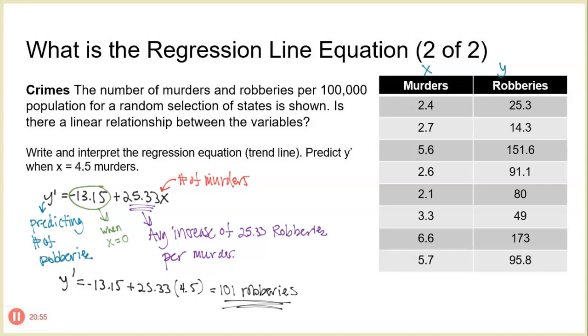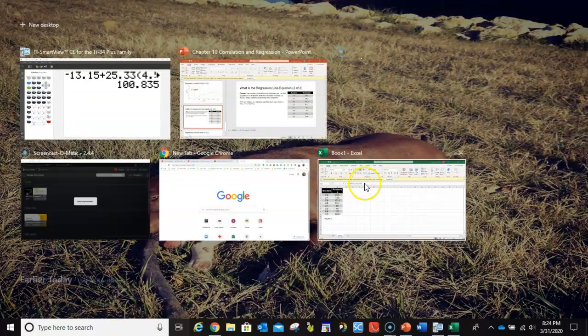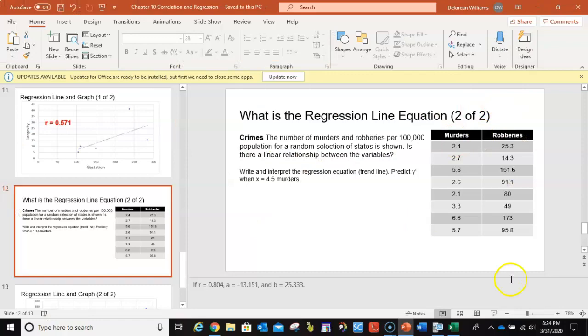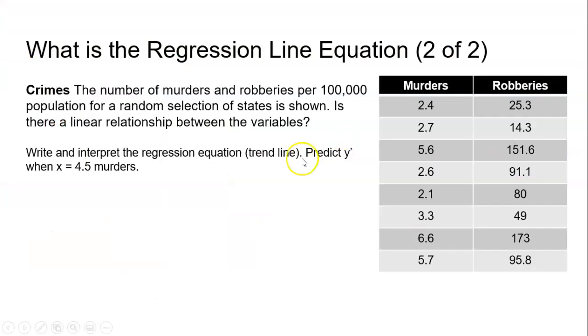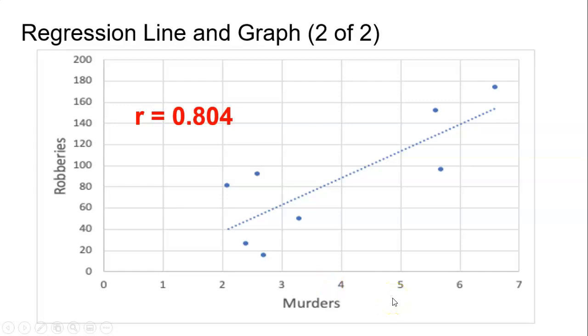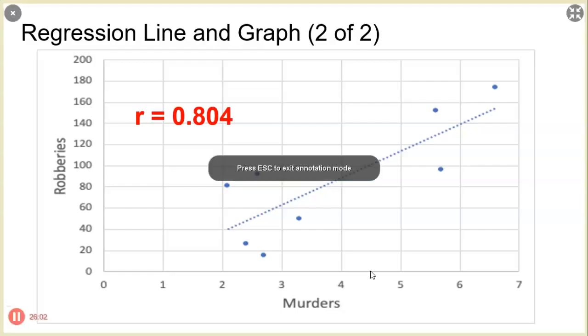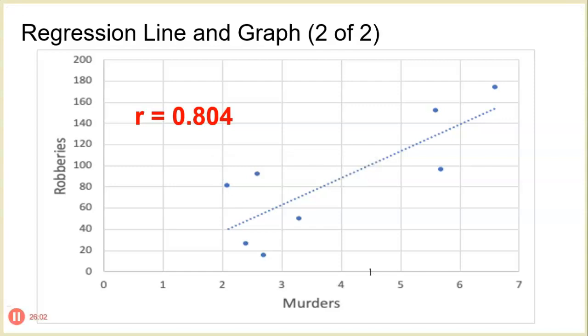And I can confirm this by looking at the graph that I made earlier. If I go to 4.5 murders, which is about here, and then look at my trend line, it's a little bit above 100. It's about 101. So any point on this line represents a prediction based on the current data.